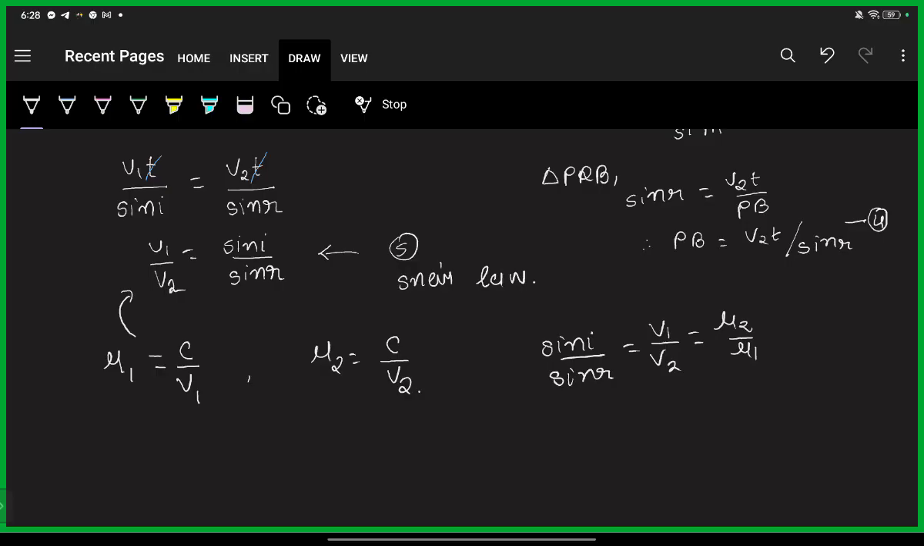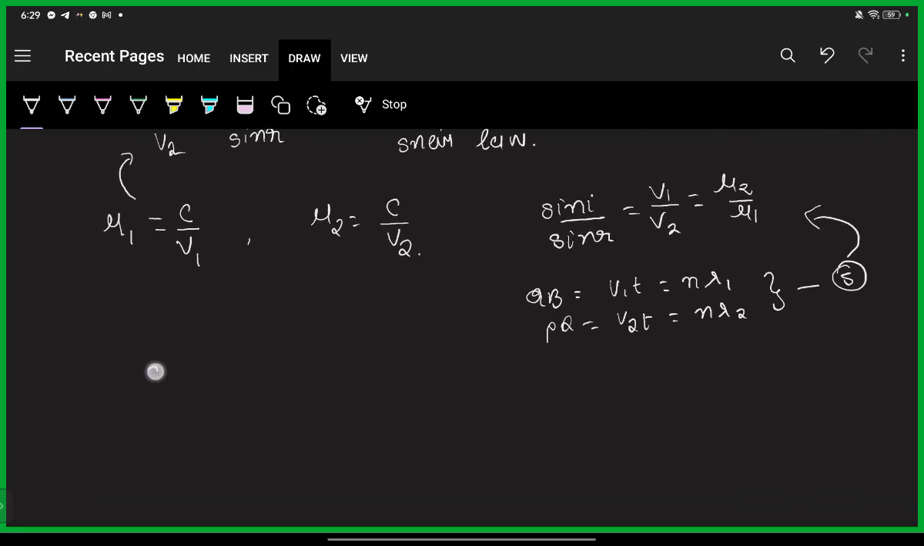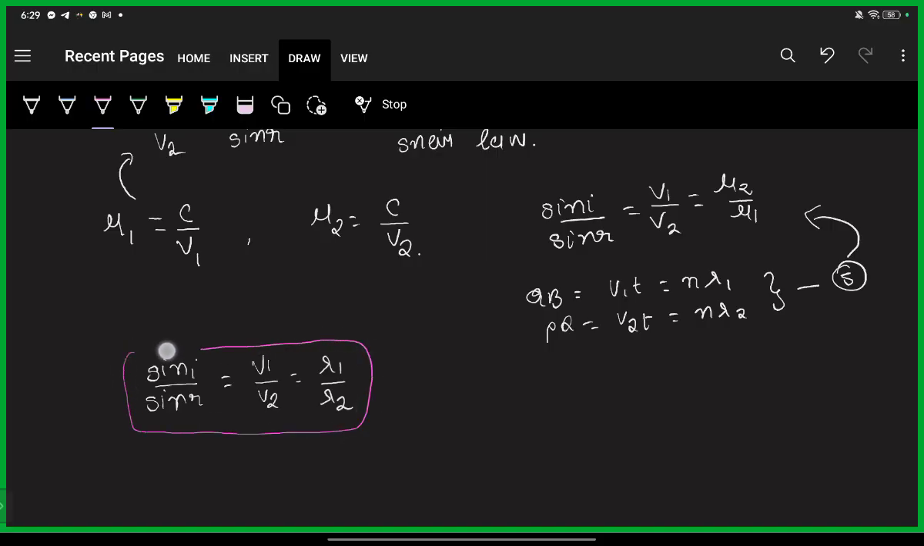Also we can write this QB, which was V1T, as n into lambda 1, and PR, which was V2T, as n into lambda 2. Let's call this equation number 5. You can substitute this value here, and the final result would be sin I divided by sin R is equal to V1 by V2 is equal to lambda 1 by lambda 2. This is our final result.